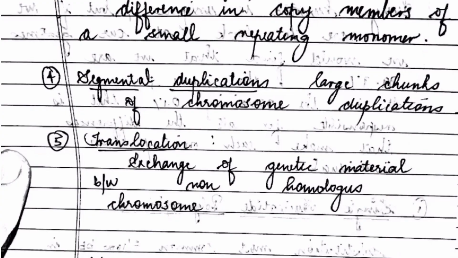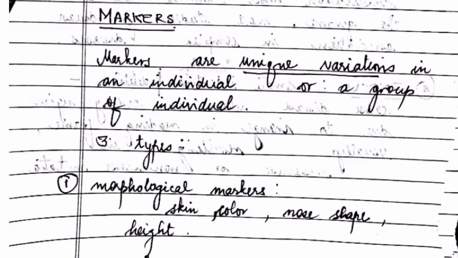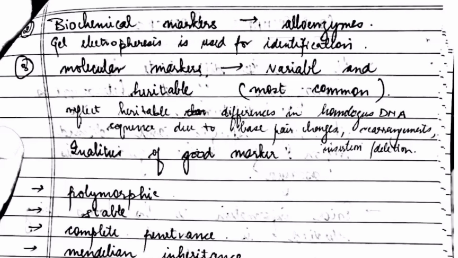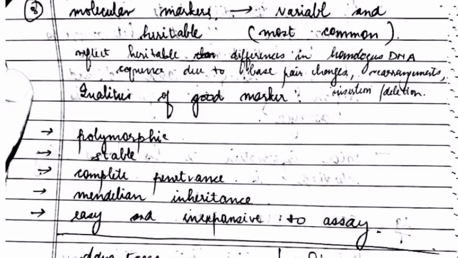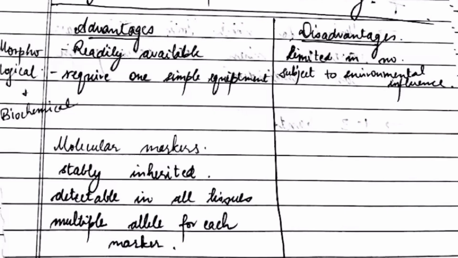Now let's start with markers. Markers are unique variations in an individual or a group of individuals. And these markers can be of three types: morphological markers, which help in skin color, nose shape or height; biochemical markers, that is through gel electrophoresis; and the last one is molecular markers, which we will study in detail, that are variable and heritable. A good marker should be polymorphic, stable, show Mendelian inheritance, and be easy and inexpensive to assay.